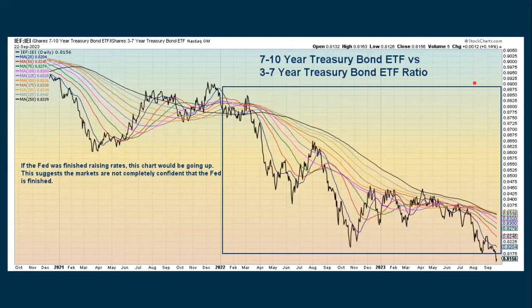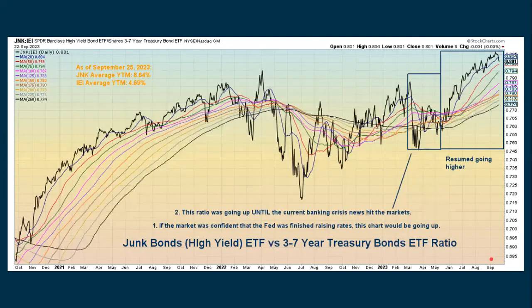Then we look at an inverse of that same chart, where we look at longer term bonds and their ETFs. We compare them with shorter term bonds, where this is continuing to decline, and that's pretty much confirming what we saw on the previous chart.